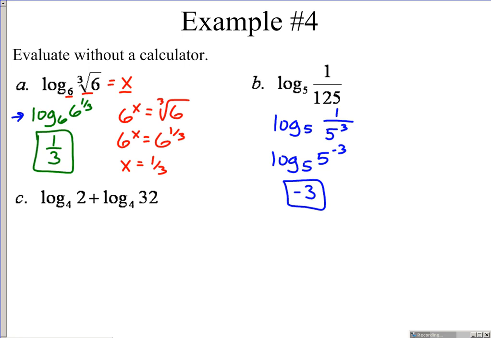Letter C, log base 4 of 2 plus log base 4 of 32. A couple different ways that this can be done. The easiest way is let's combine this into one log expression. When we have an addition of individual logarithms, remember we can combine those together by multiplying the arguments. 2 times 32 is 64. 64 we know is 4 to the 3rd power. And now the base on our logarithm, again, is the same as the argument, and we're left with the exponent.